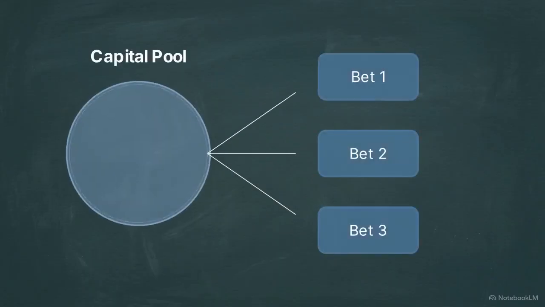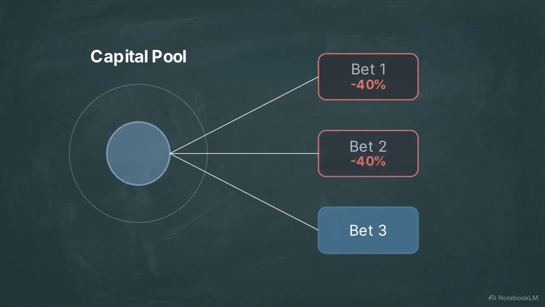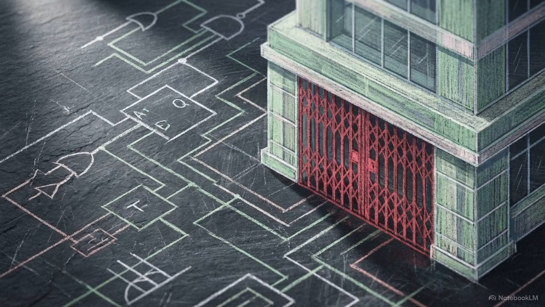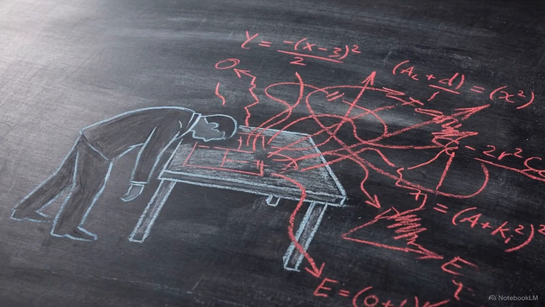No one is asking what happens to the capital pool if the first two bets stumble, leaving the third initiative severely underfunded. Because this analysis is missing, organizations with highly profitable products and intelligent leadership quietly drift towards insolvency, completely baffled as to why their meticulously crafted plans failed.